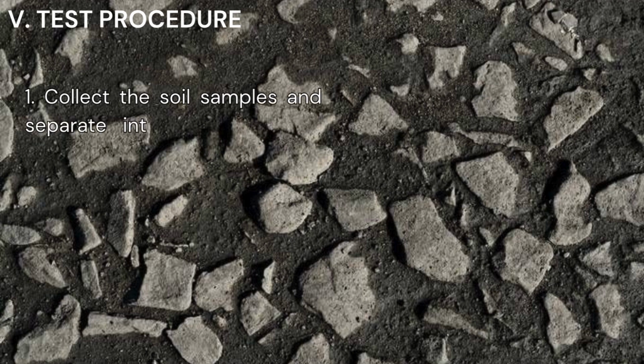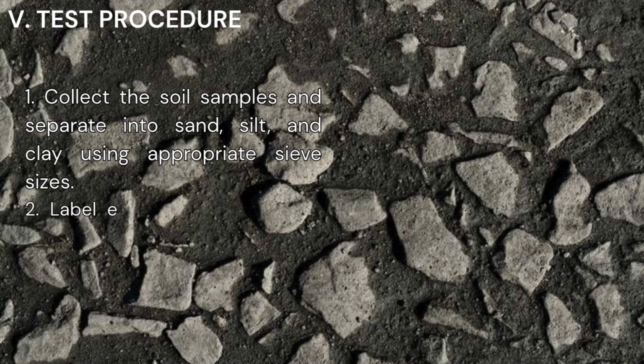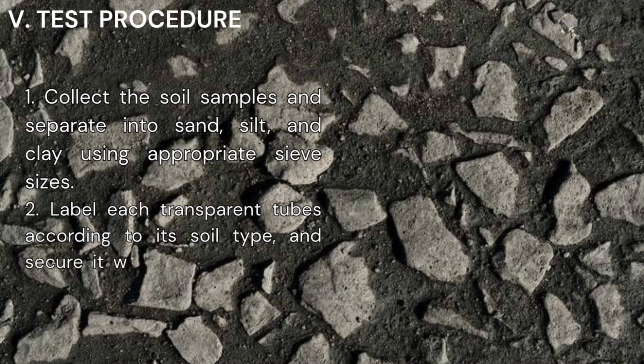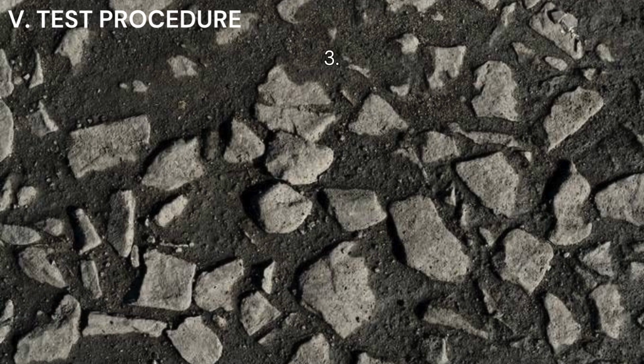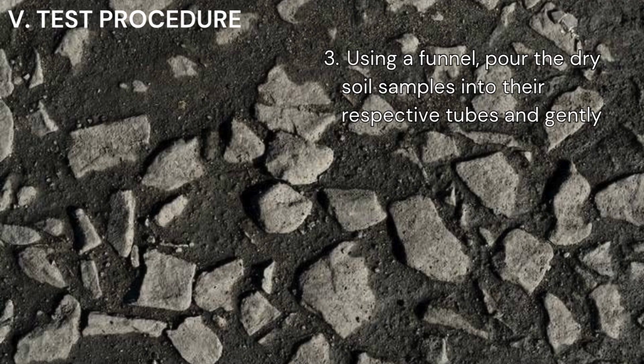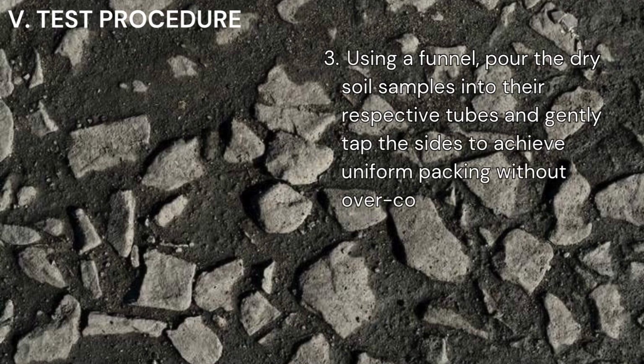1. Collect the soil samples and separate into sand, silt, and clay using appropriate sieve sizes. 2. Label each transparent tube according to its soil type and secure filter paper tightly at the bottom of each tube using rubber bands. 3. Using a funnel, pour the dry soil samples into their respective tubes and gently tap the sides to achieve uniform packing without overcompaction.